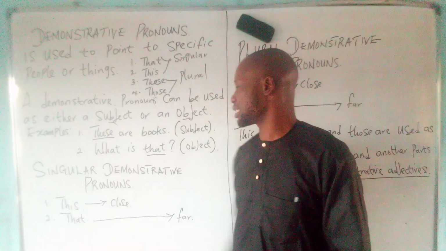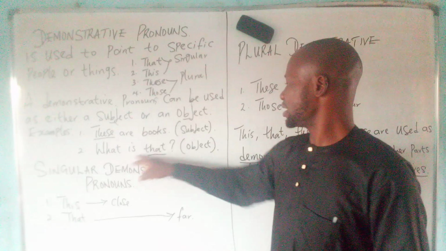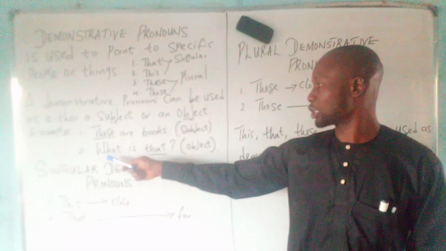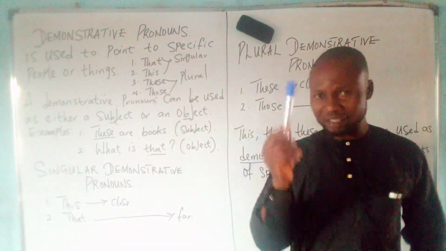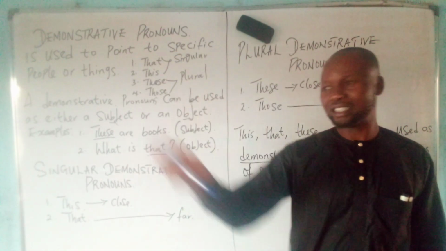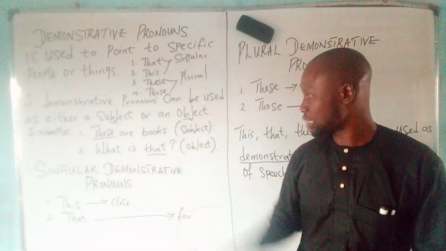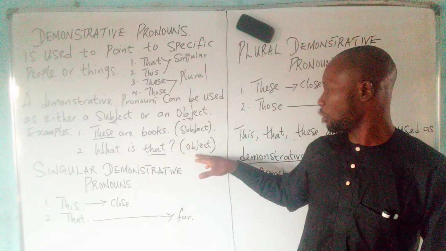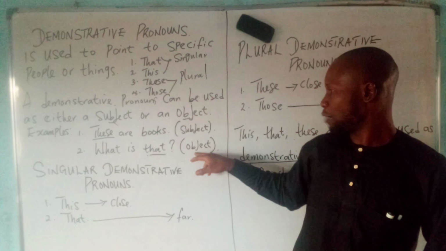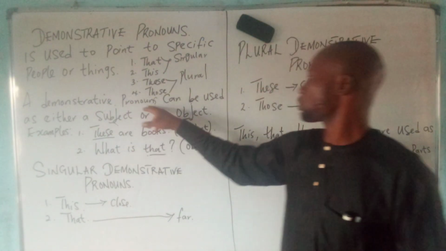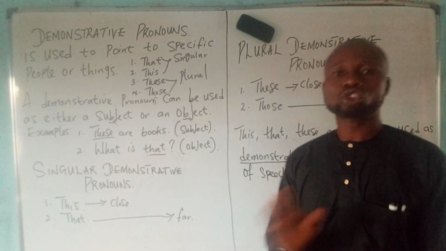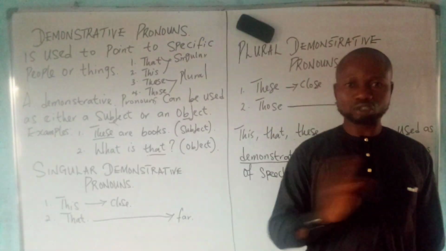Now let's look at the second example, as what? Object. So what is this? Let me say this, singular, because that is why we are using it. What is that? As singular. But it can as well be correct if I put this here. What is that? That means it's far. But if it's close, I put this. Therefore, object. Now we have proved the point that demonstrative pronouns can be used as either a subject or an object. So thank you. If you get this concept, you have gotten it.